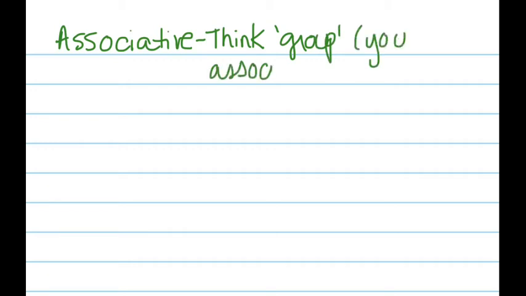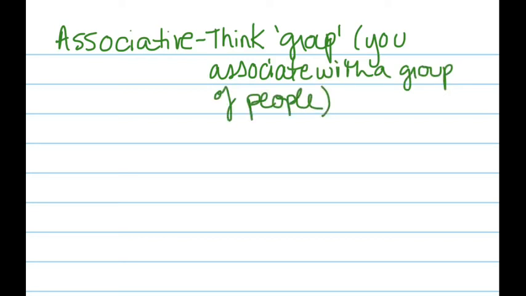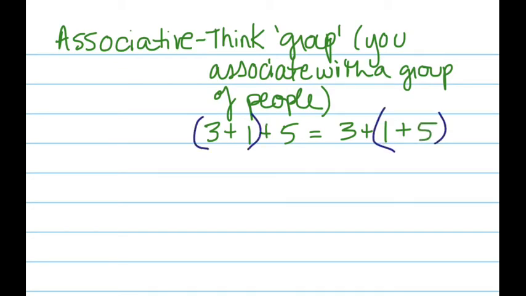The next property is the associative property, and when you think of associative, think group. Right? You hang out with a group. You associate with a group. What do parentheses do? They group. So associative is the one that has the parentheses. So if I have 3 and 1 and 5 that I'm going to add all together, it doesn't matter how I group them. The associative property tells us whether I group the 3 and the 1, or whether I group the 1 and the 5, I'm still going to end up with 9. Those are equivalent statements.